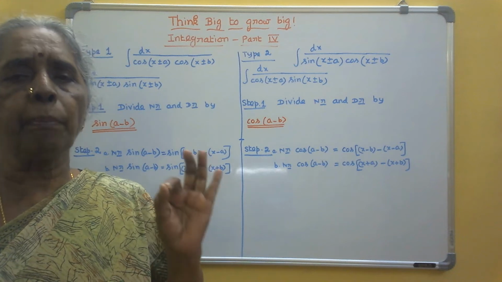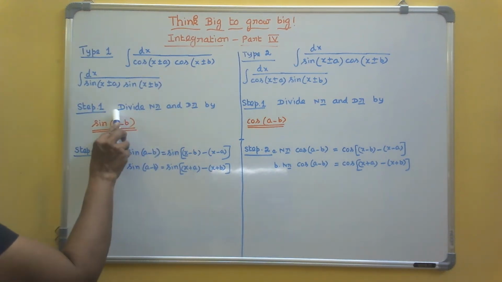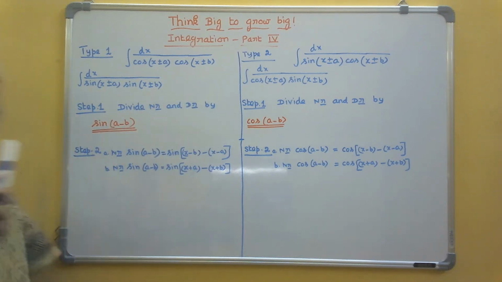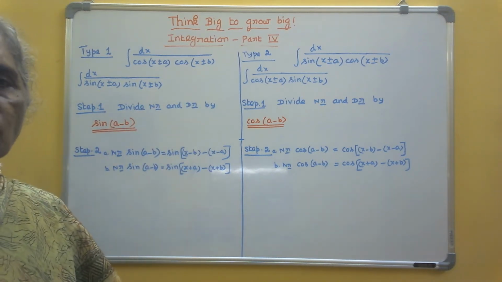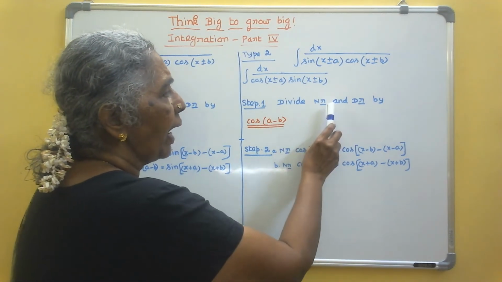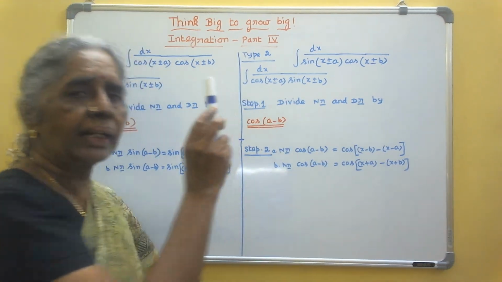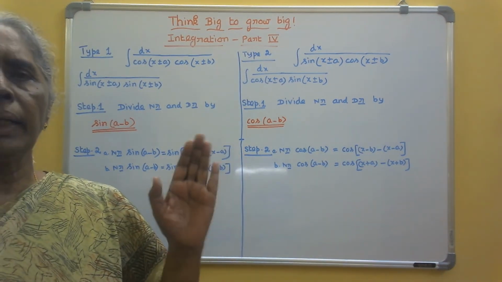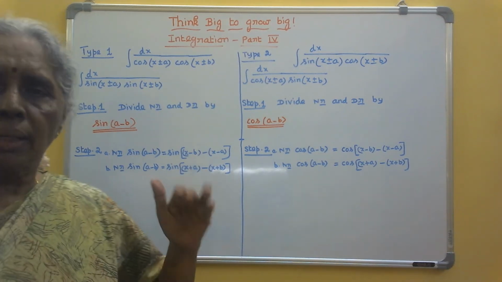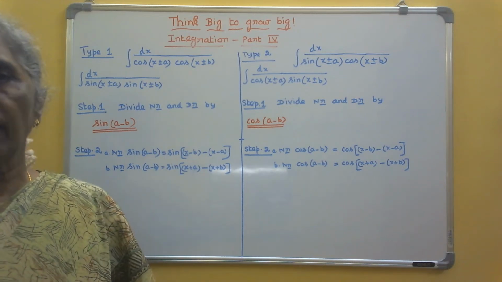What is the step 1? When both are cos or both are sin, you divide the numerator and denominator by sin of a minus b. When one is sin, one is cos, divide numerator and denominator by cos of a minus b. This is the main difference between these 2 types. Actually, the step 2 is similar only. So, remember the step 1 clearly.